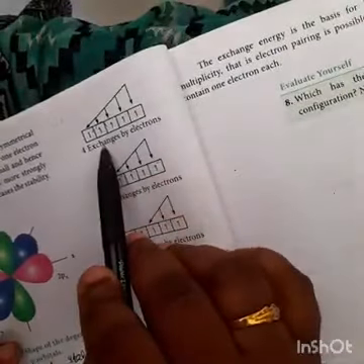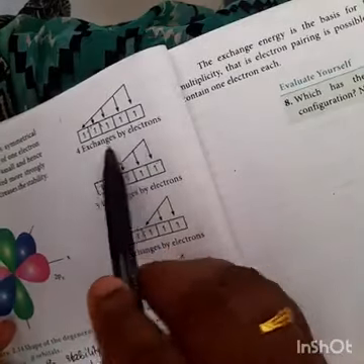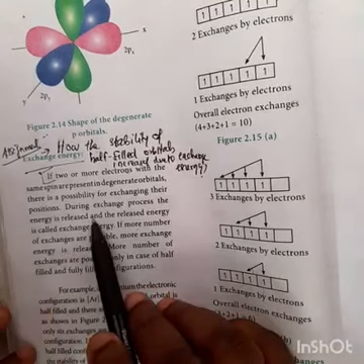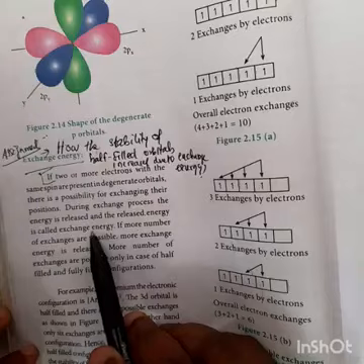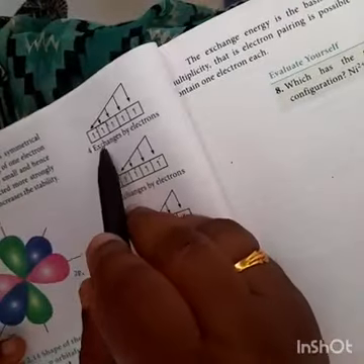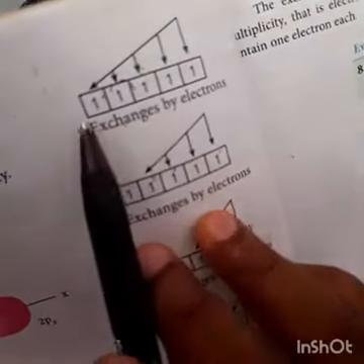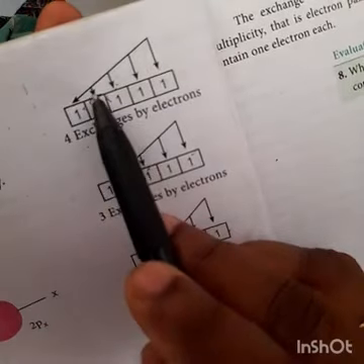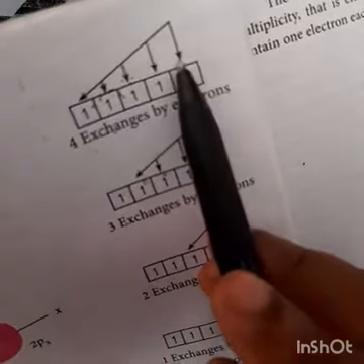Half-filled same spin degenerate orbitals, 3d orbitals. During the exchange process, the energy is released, and the released energy is called exchange energy. Okay, listen here, this is the 4 d orbitals. This is the half-filled orbital, you know. Here, how many exchanges are possible? This electron can exchange here, here, here, here. Okay, 4 exchanges. For this electron, it can exchange 4 positions.